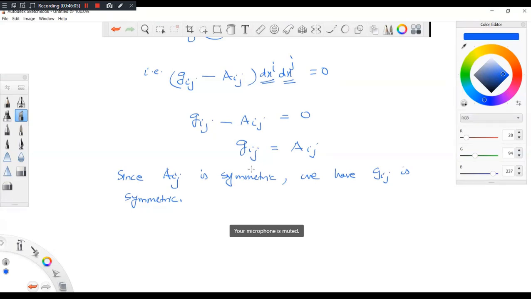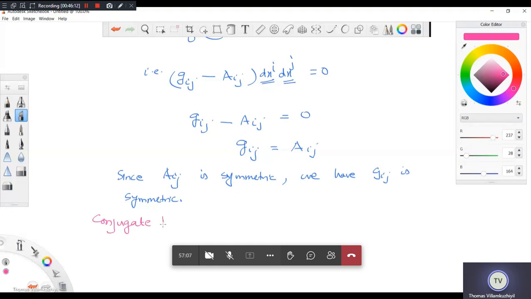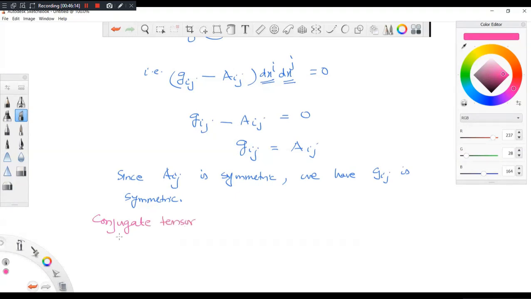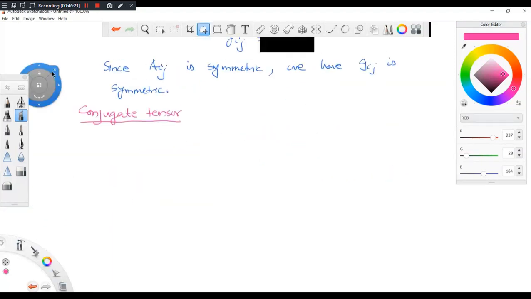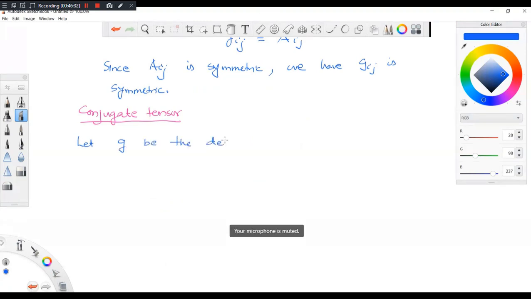Okay. Now there is another term what is called conjugate tensor. Conjugate tensor. So this is also an important one. So what do you mean by a conjugate tensor? Let G be the determinant of gij.